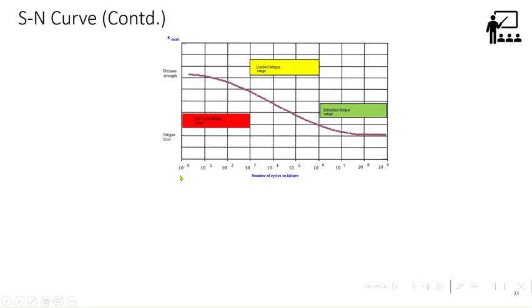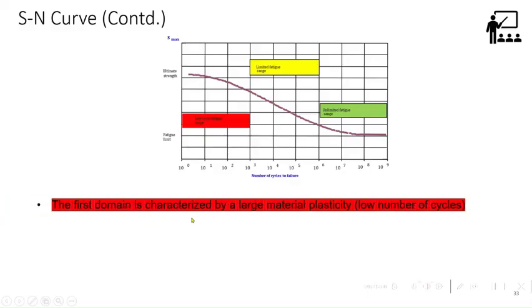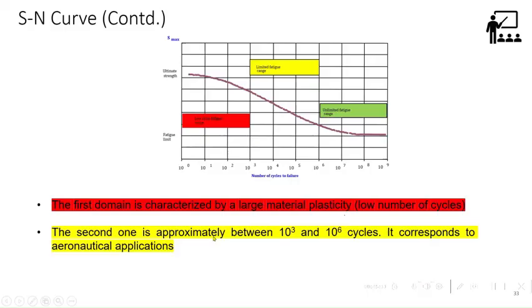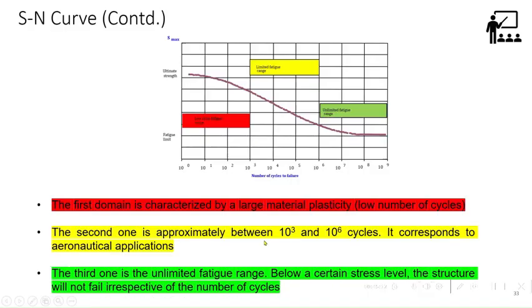Now it brings us to three regions. One is low cycle fatigue, that is the red color, and yellow and green. This is again linear versus log scale. The first domain is characterized by a large amount of plasticity and a low number of cycles, and the second one is flexibility, 10 to the 3 to 10 to the 6 cycles. It corresponds to the aeronautical applications, and the third one is the unlimited fatigue. Below a certain level, you will have an infinite life.